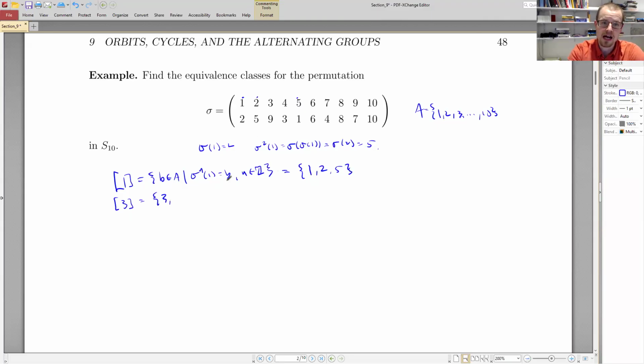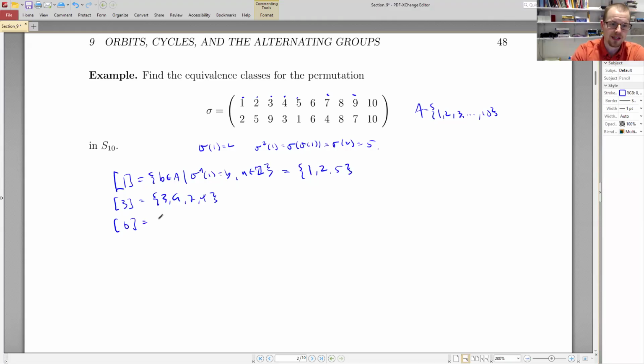3 is related to 9. Through sigma, when I take sigma squared, 3 goes to 9, and then 9 goes to 7. And then I can, of course, just continue on. 7 goes to 4, 4 goes to 3, and that puts us back at where we started. So that's our equivalence class for 3. Now I have 4 taken care of, 3 taken care of, 7 taken care of, 9 taken care of. So the next one I get is 6.